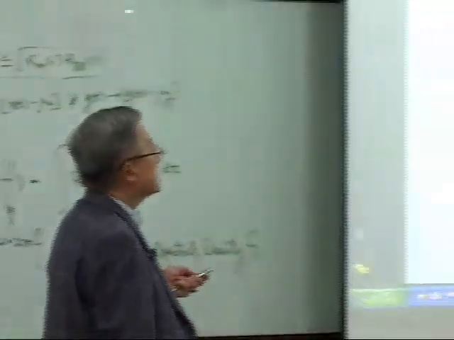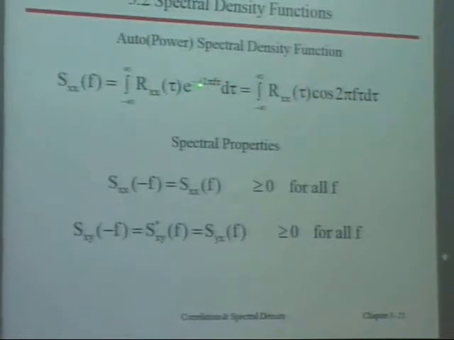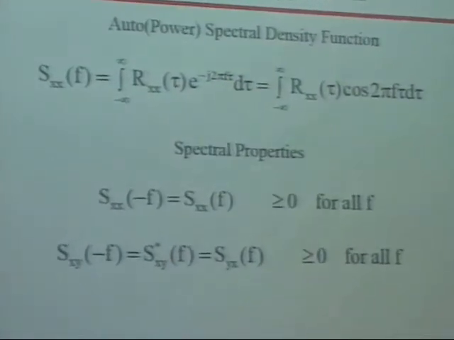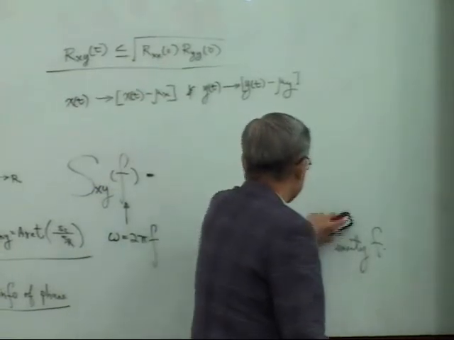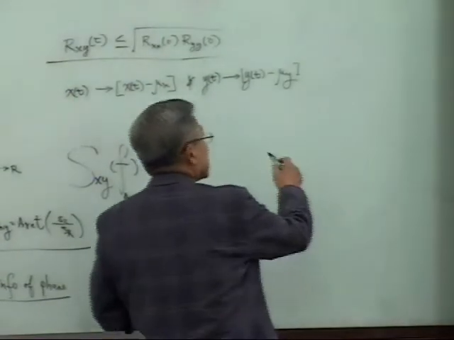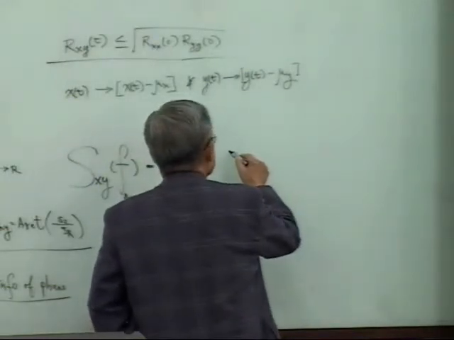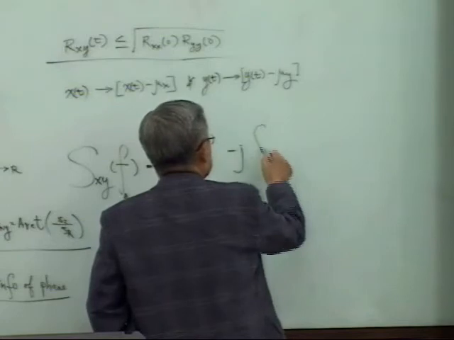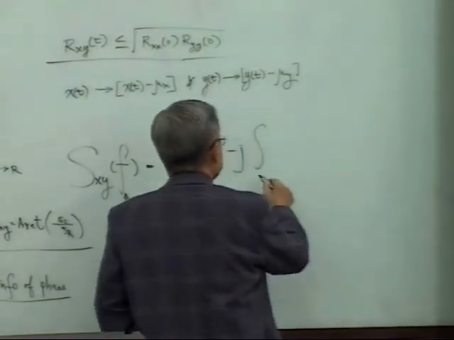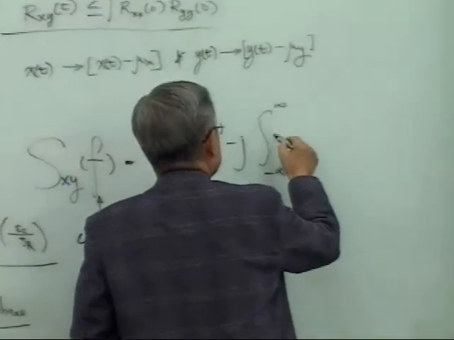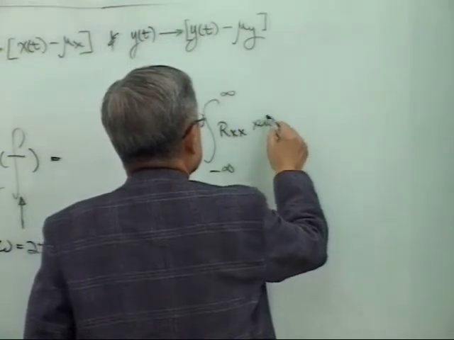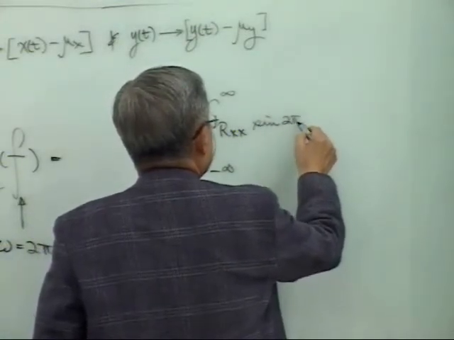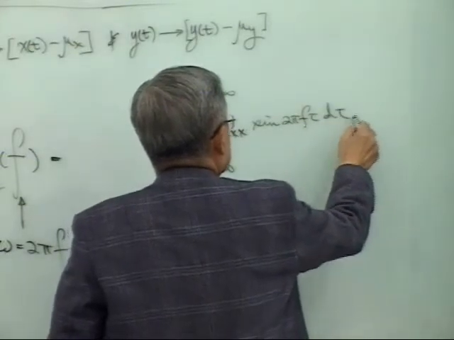Over here, you just expand the real part. If you expand this, there should be another term. That term will be like this. That's a minus, right? It's a minus j integration from minus infinity to infinity of Rxx sine 2 pi f tau d tau, right?